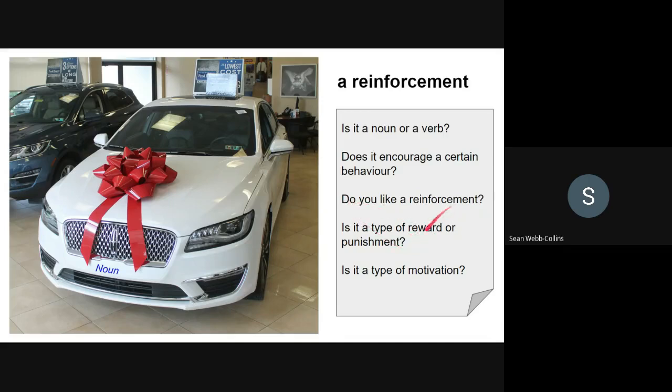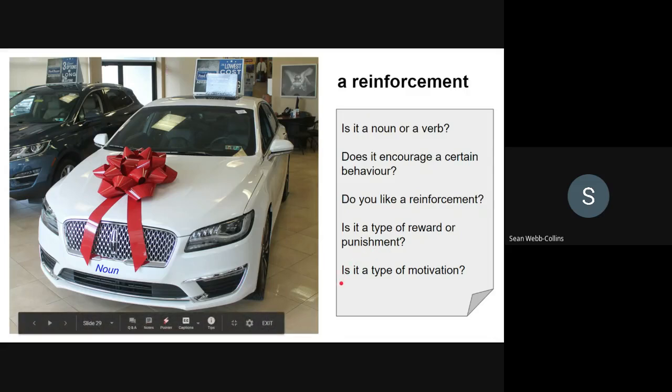But yeah, it goes back to the second question. You can give a treat to an animal to reinforce good behavior, to reward good behavior. So is it a type of reward or punishment? It can be a form of reward.